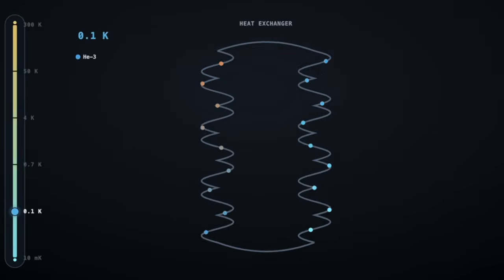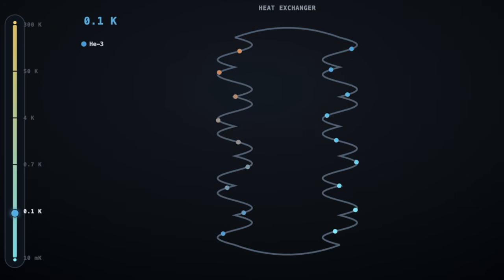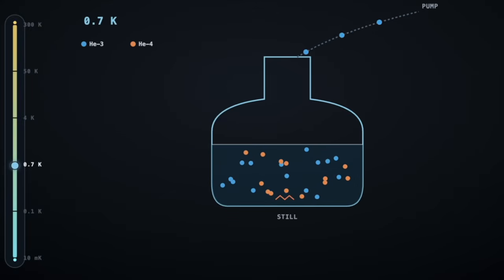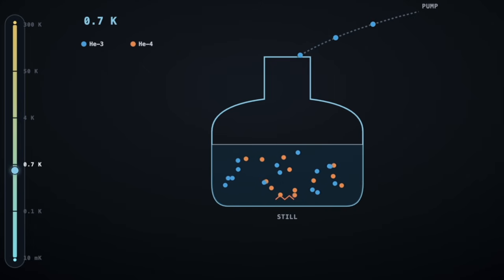But what is this heat exchanger supposed to mean? I mean, what even is this? Why is helium-3 going up and down? Where even are we? Currently, we're in between the still and the mixing chamber. The top is the still and the bottom is the mixing chamber. And that is where our pump is leading away the helium-3 atoms. It's not just leaving the entire system, it's going inside the heat exchanger to go down to the mixing chamber.